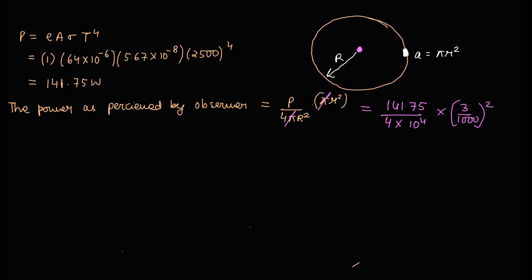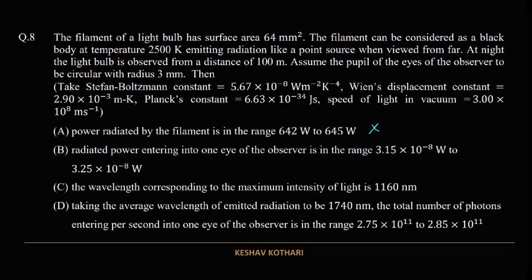And on solving we are attaining a value that is equal to 3.189 into 10 to the power of minus 8 watt. So if we look at the previous page, we are finding that this expression is matching with the option provided. So it is between the range 3.15 into 10 to the power minus 8 to 3.25. So option B is correct for this particular part.